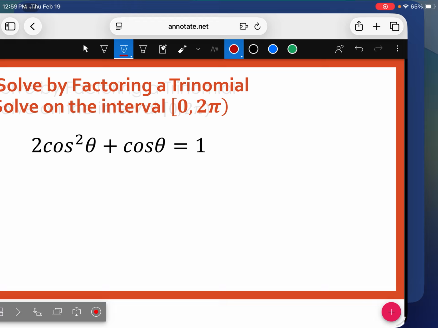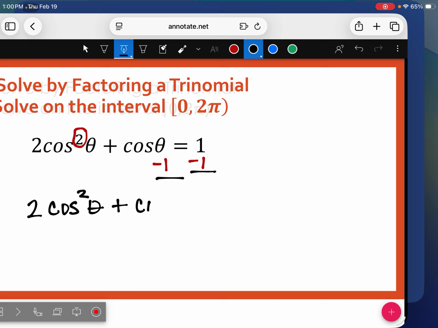Okay. So this was a quadratic, again, because we got this exponent. Whenever you're solving a quadratic, what does it have to equal? 0. So the first thing I need to do, move that 1 on over. So I have 2 cosine squared theta plus cosine theta minus 1 equals 0.